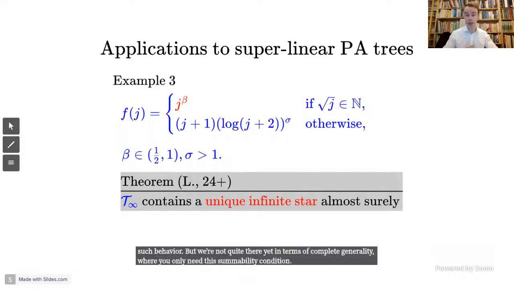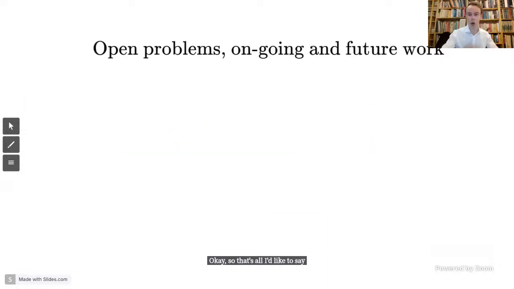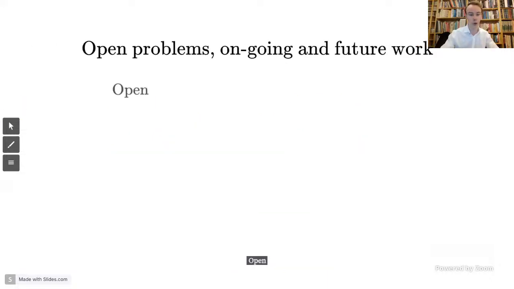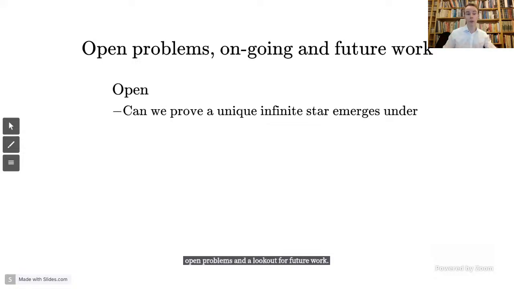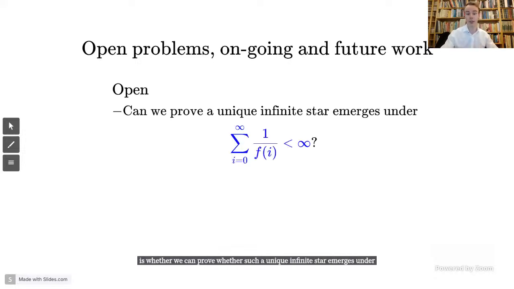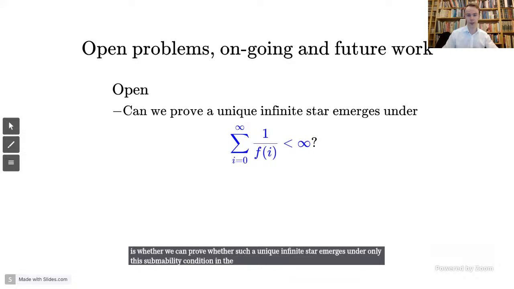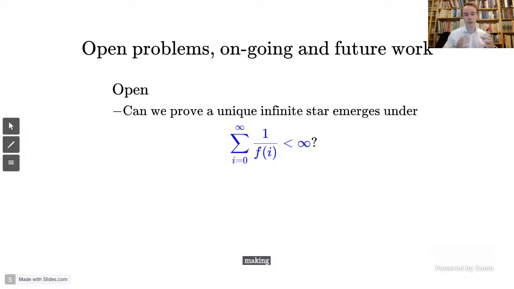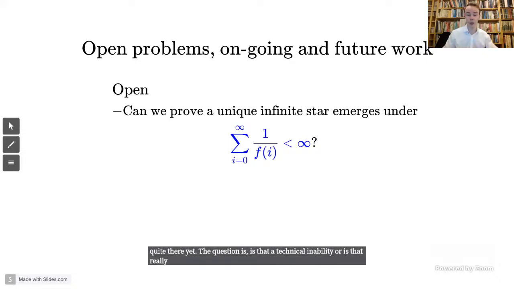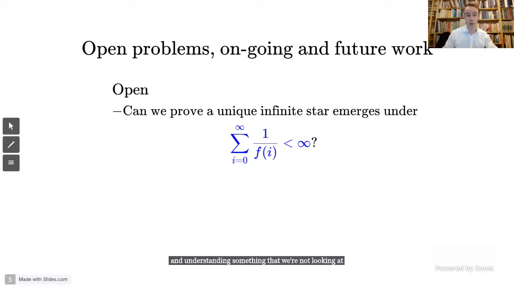Okay, so that's all I'd like to say. Just a little bit of open problems and a lookout for future work. So the big open problem for me is whether we can prove whether such a unique infinite star emerges under only this summability condition in the case that there is no fitness. So we're getting closer and closer, chipping away, making things more general, weakening conditions, but we're not quite there yet. And the question is, is that a technical inability, or is that really an understanding, something that we're not looking at that could still be improved?